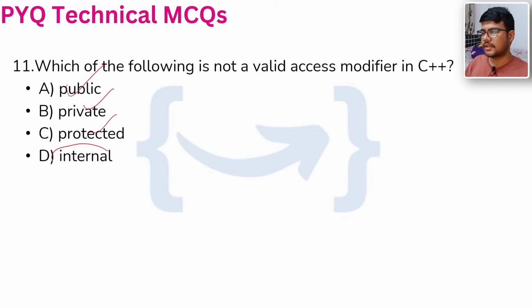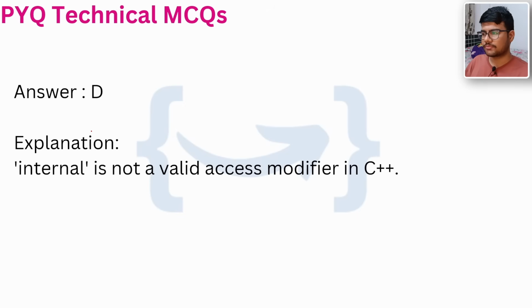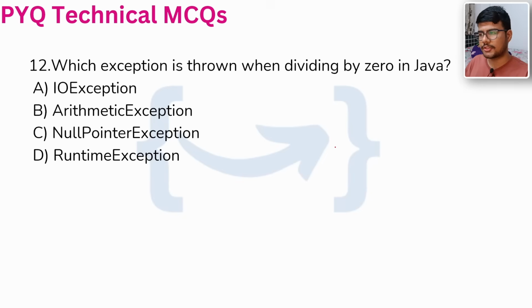Public, private, protected. Internal is not a valid one. Internal is not a valid access modifier in C++.